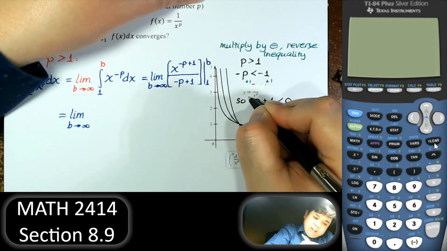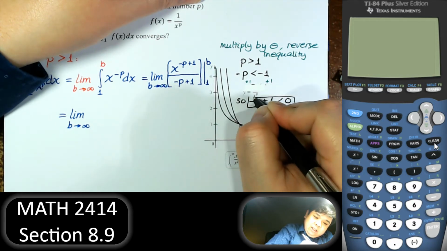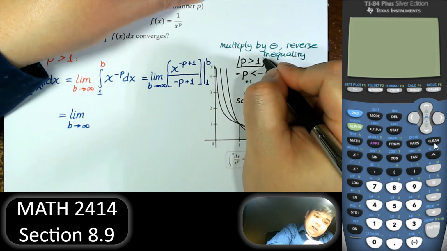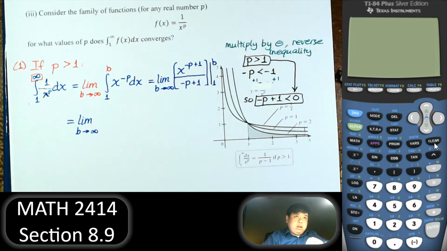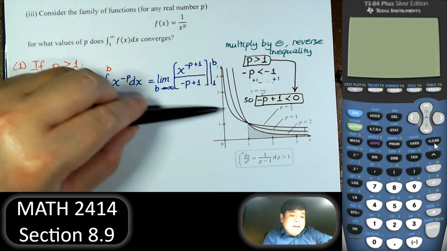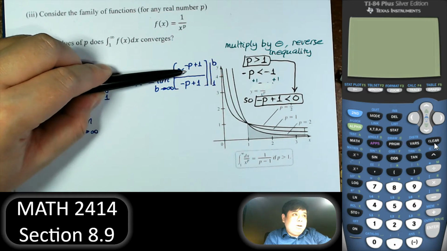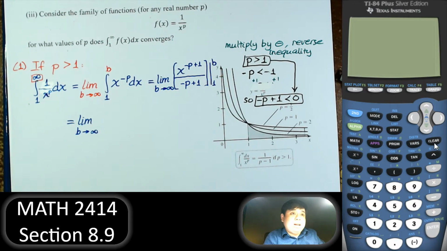Right, so that is significant. When p is greater than 1, we imply that negative p plus 1 is less than 0. Right. So if this is less than 0, what do we mean by that?